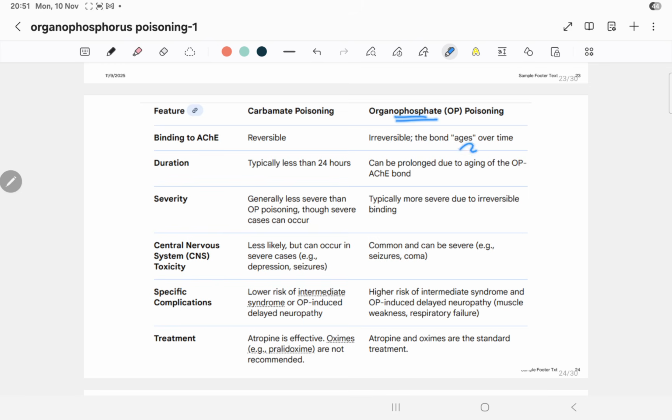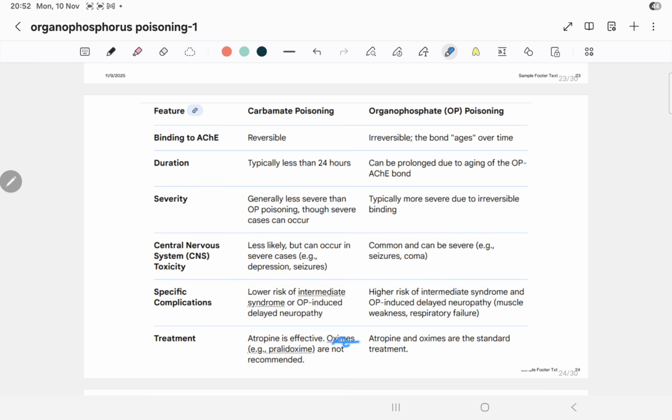In organophosphate poisoning, aging happens. We have discussed aging already. That means that there will be a loss of alkyl group, due to which the phosphate and serine bond, the phosphate bond, gets stronger over time. This happens in organophosphorus poisoning, not in carbamate poisoning. Carbamate poisoning is reversible binding of acetylcholinesterase. So duration can be prolonged due to aging of the OP-AChE bond, typically more severe. Central nervous system symptoms will be more severe and more common in organophosphate poisoning, and there will be high risk of intermediate syndrome or OP-induced delayed neuropathy.